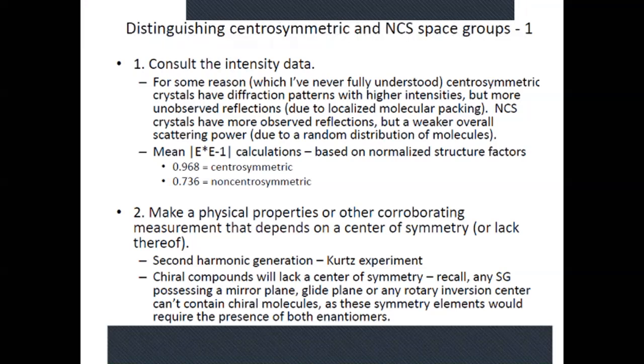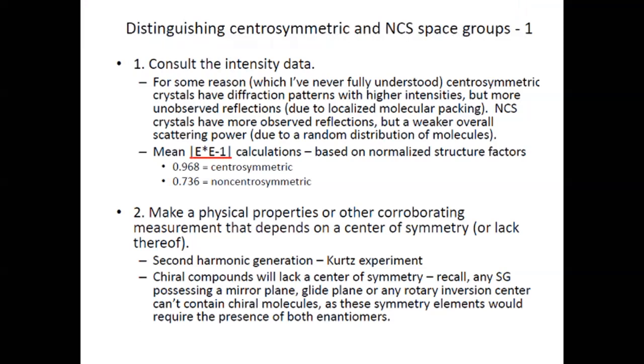And so what we look at is this thing called E squared minus 1. And so when you're going through and processing your data, it does this calculation. And if your E squared minus 1 is closer to 0.736, it's non-centrosymmetric. If it's closer to 0.968, it's centrosymmetric. So you can see, obviously, if it falls somewhere in the middle, it would be hard to determine whether it's either or. So you'd have to try both.